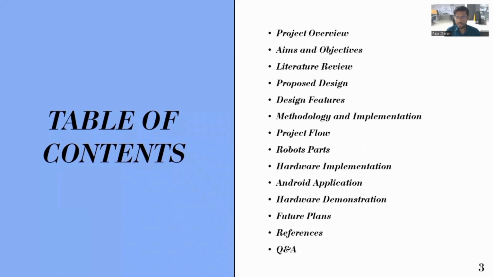So the table of contents that I am going to discuss are project overview, in which I will tell you about our aims and objectives, then literature review, then our proposed design and its features, then the methodology and implementation, the method that we use to implement our project, then the project flow of our project, then the robot parts, then hardware implementation, then development of Android application, and then hardware demonstration, then future plans and references.